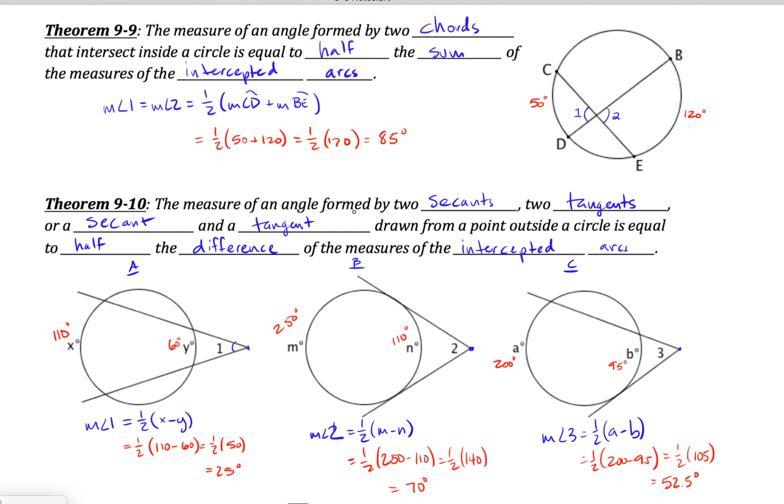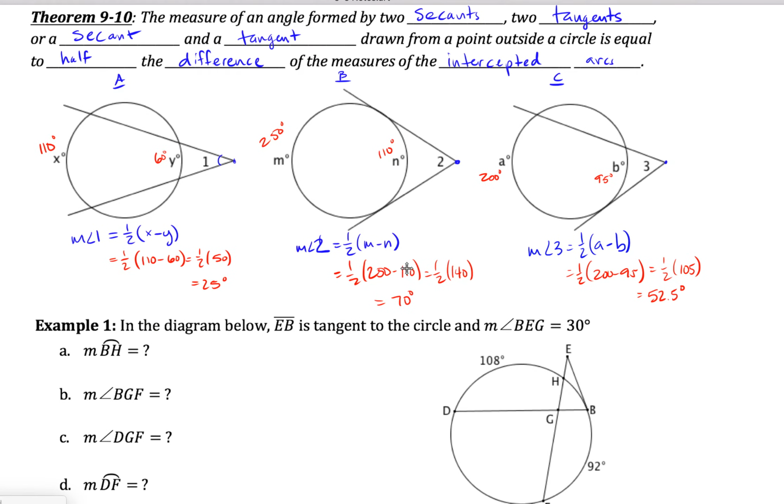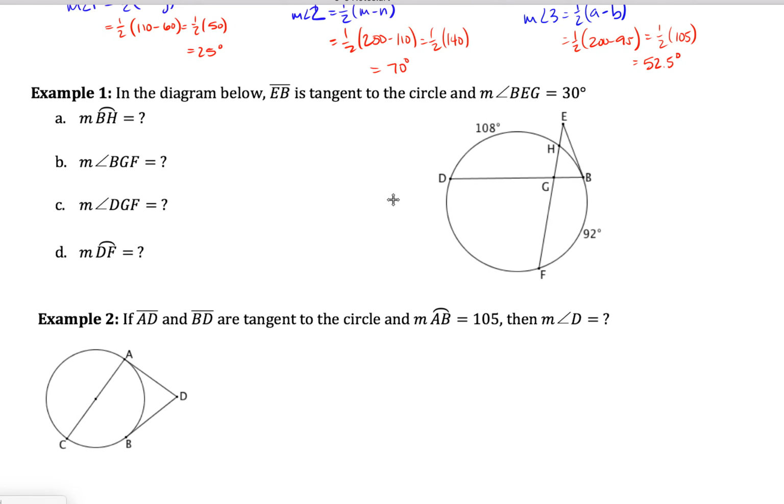And so those are the two theorems that this section is going to present to you. So now, I want you guys to try example 1 and example 2.